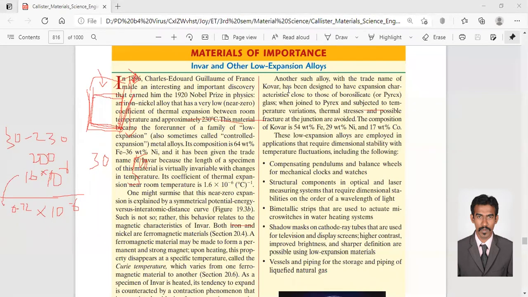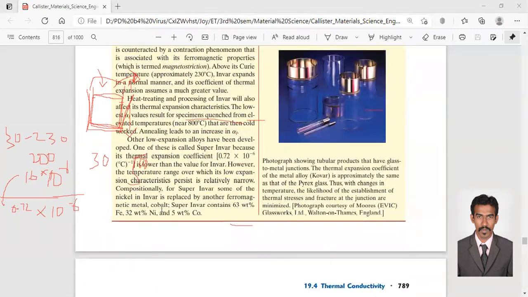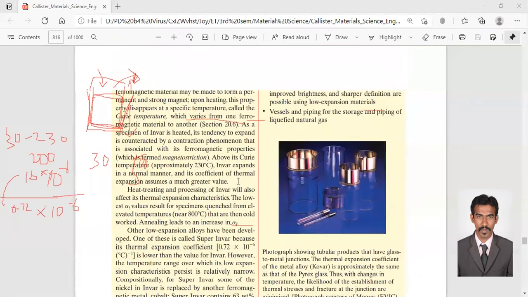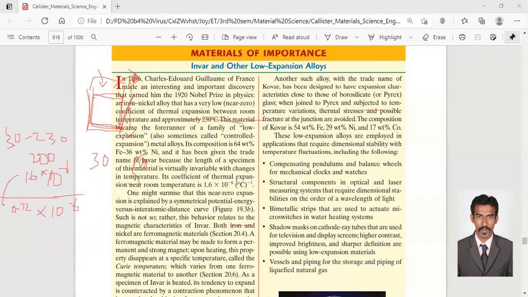So here we have another alloy with the trade name of Kovar, right? This Kovar has been designed to have expansion characteristics close to that of borosilicate, right? Borosilicate is a refractory material, as you already studied. For Pyrex glass, when joined to Kovar and subjected to temperature variations, thermal stress and possible fracture at the junction are avoided. So this is another alloy. Right? So here 54 Fe, 29 nickel and 17 cobalt. So the components are the same, 54 Fe, 29 nickel and 17 Co. Here 63 Fe, 32 nickel and 5 Co. Right? So the materials are the same, but the composition is different.